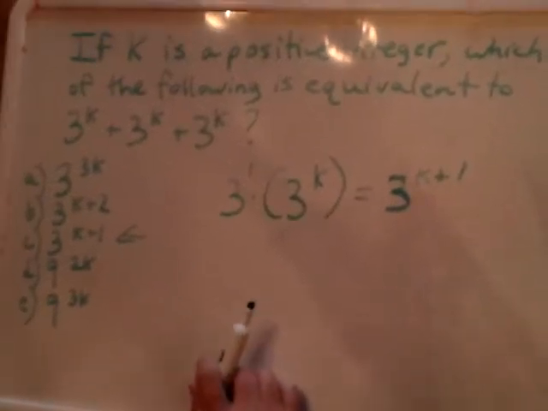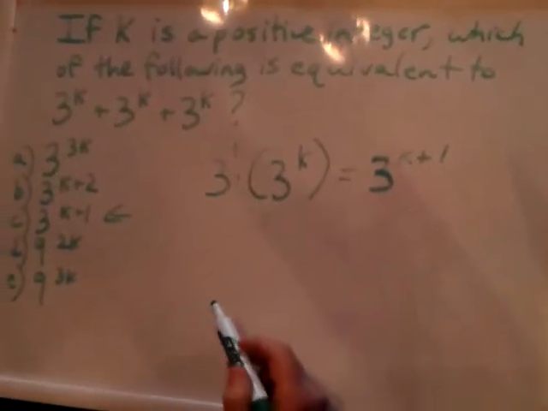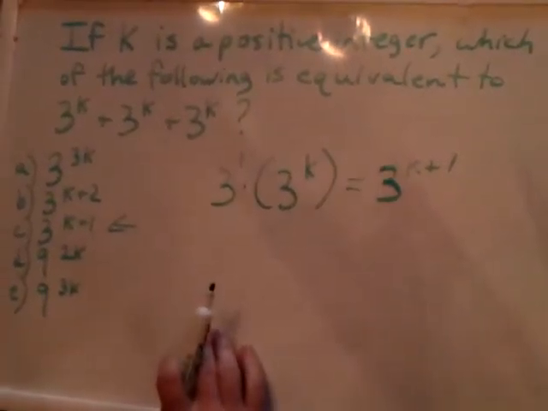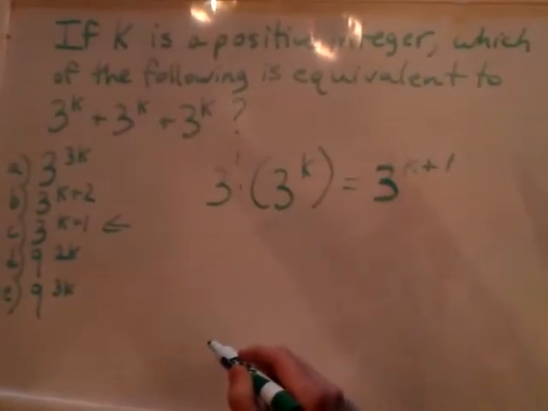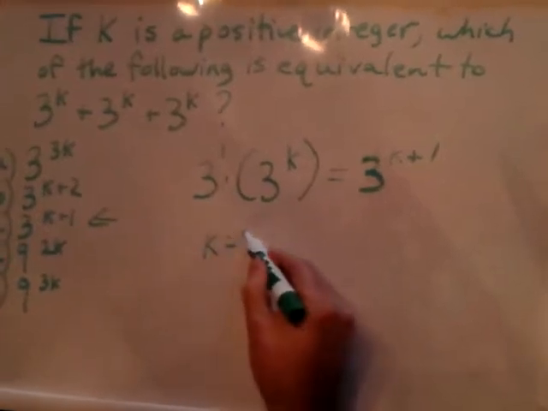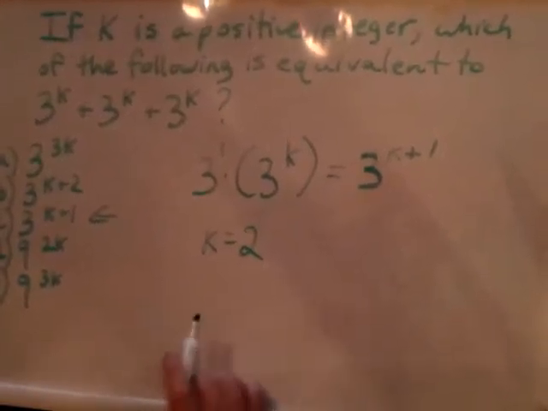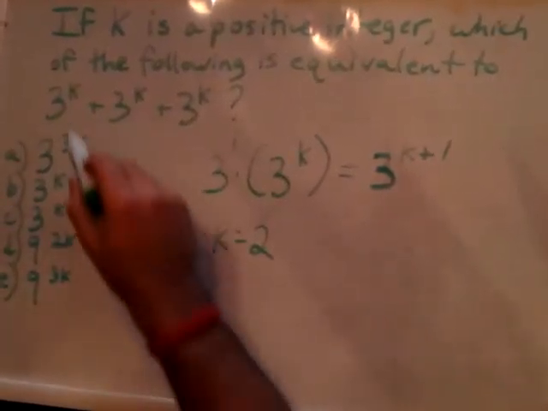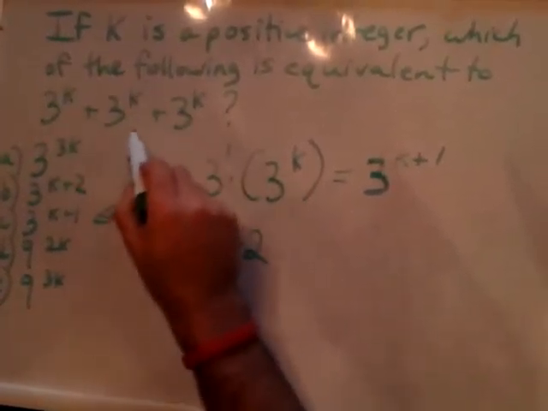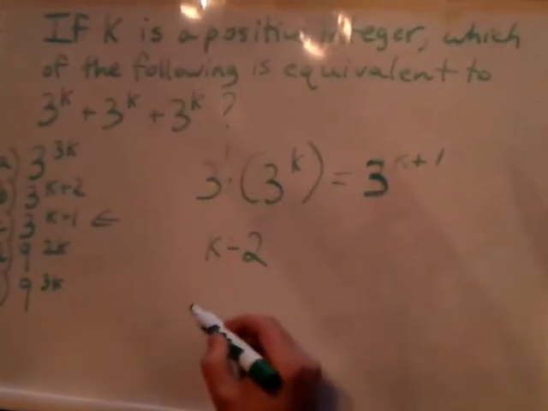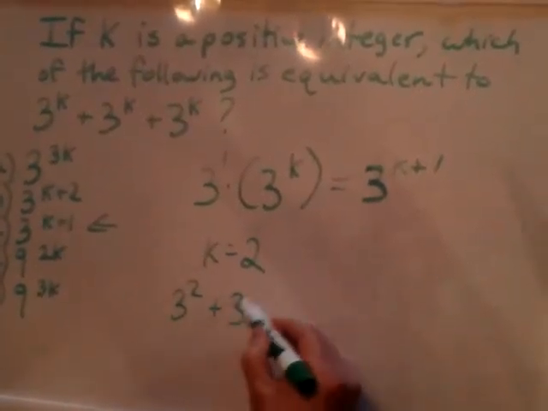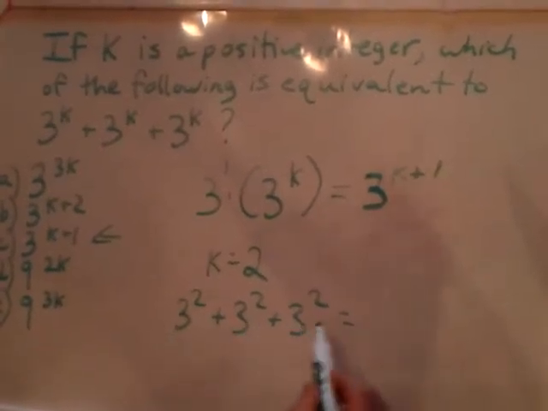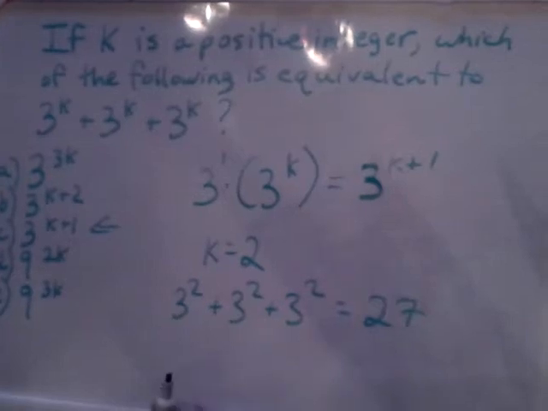Granted, a lot of kids probably are not going to do that. A very easy way to get around this whole thing, they give you this. They tell you k is a positive integer. Pick your favorite number. What do you like, 2? Let's say k is 2. So what I'm going to do now is, wherever I see a k, I'm just going to put a 2 in there. So I'm going to have 3 squared plus 3 squared plus 3 squared. And 3 squared plus 3 squared plus 3 squared is really what? 9 plus 9 plus 9, which is 27.